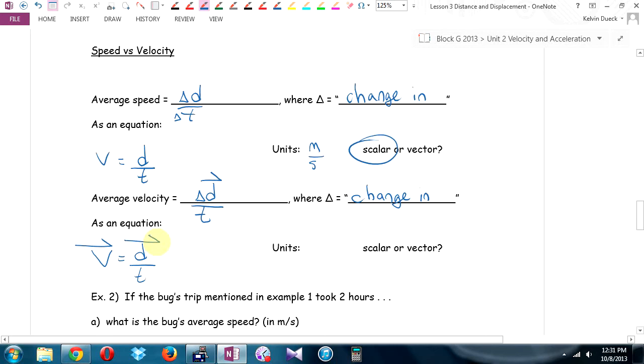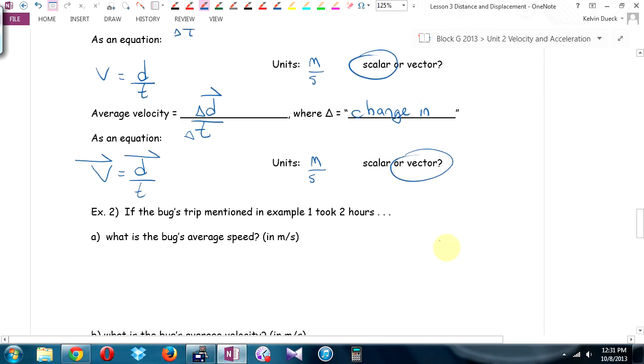Mr. Dueck, where it says average velocity, where we represent the t for time, wouldn't there be a delta symbol there too? Yeah, but I'm so lazy I don't even think about putting it. Good point, but I've long since turned that part off in my brain. Units still meters per second, but this is a vector.